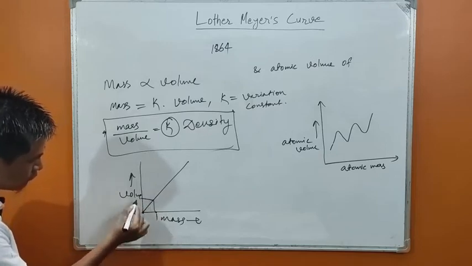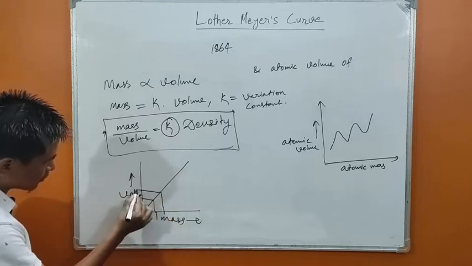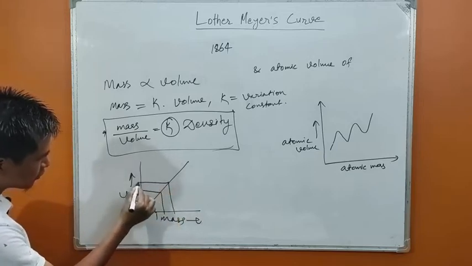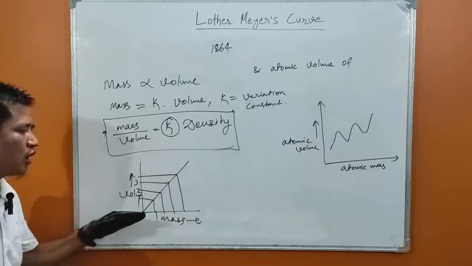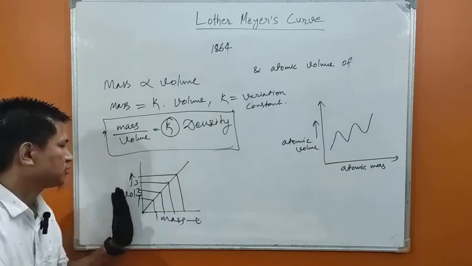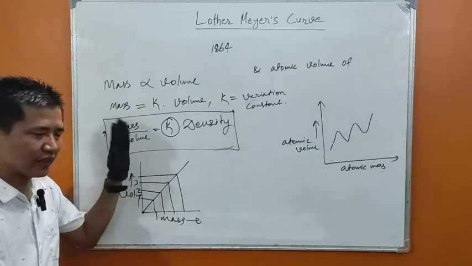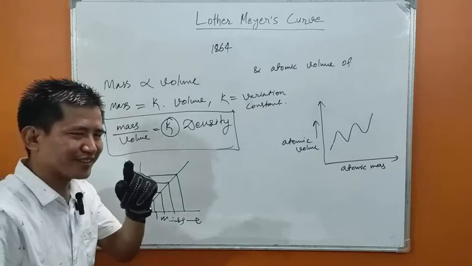Suppose mass is 1, volume is 1. When you increase the mass to 2, volume also increases to 2, isn't it? When you increase mass to 3, volume also increases to 3. When you increase mass to 4, volume increases to 4. On increasing the mass, volume also increases simultaneously. When you increase the mass, volume also increases, isn't it?